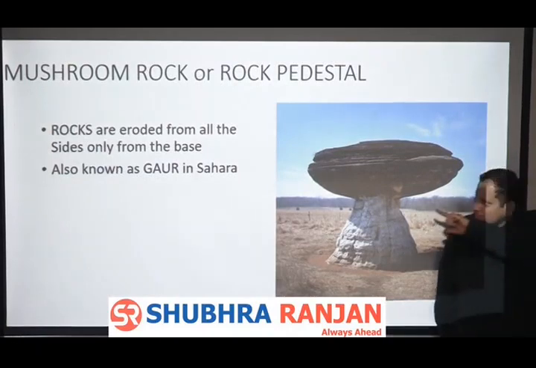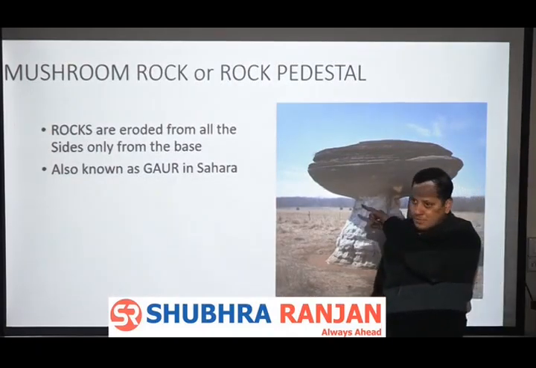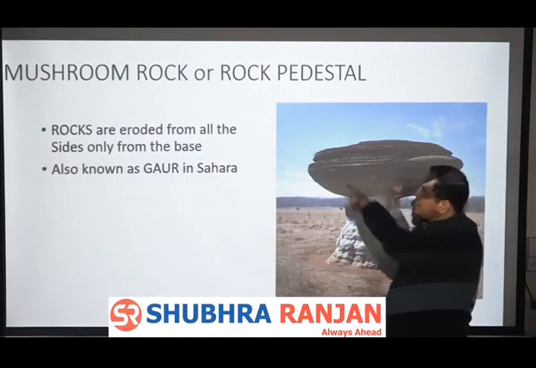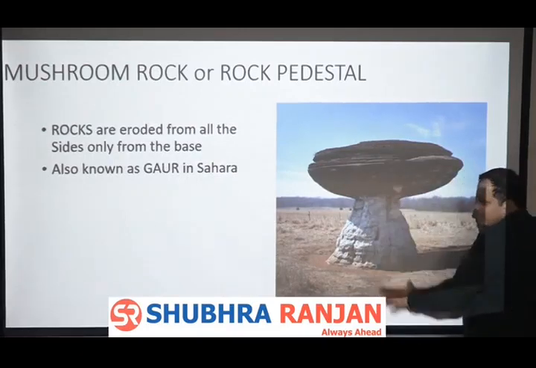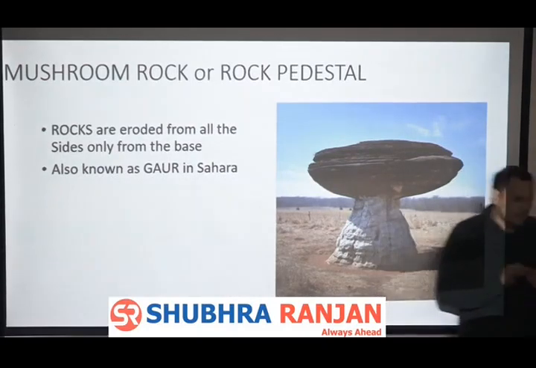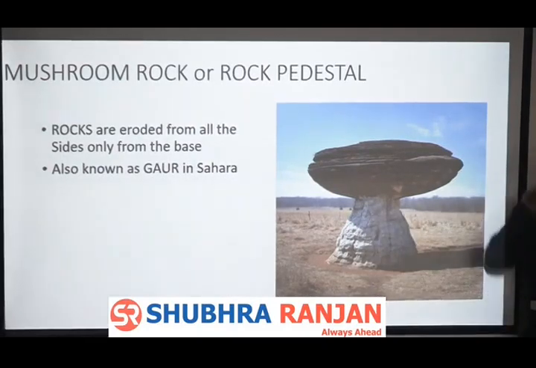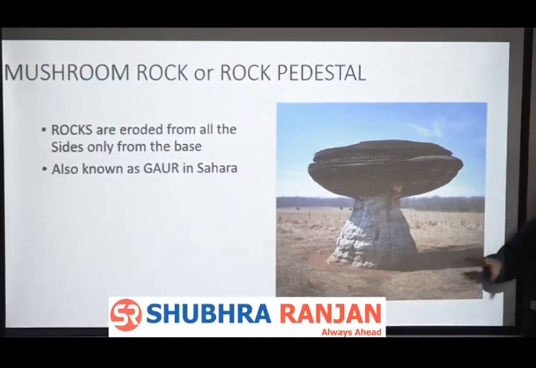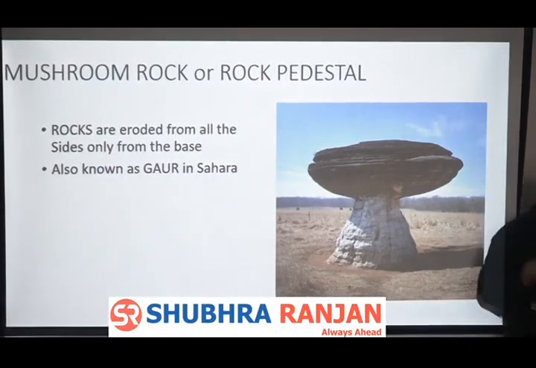So the rock is eroded from all the sides, only from the base. It is also known as rock pedestal. Pedestal means stand. Fine. And it is also known as gour in the Sahara. So will you write this? Mushroom rocks. You can take mushroom rocks.